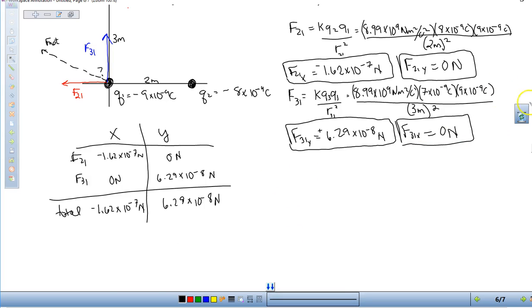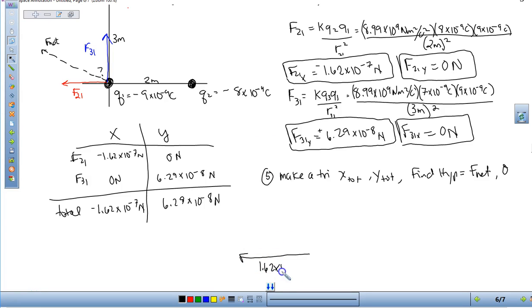And then my last step, step 5 here, is we make a triangle with our x total and my y total, find the hypotenuse, which is my net force, and my angle. Notice that this is negative, so my arrows actually go this way because it's negative. You don't need to put the negative here if you have the arrow, but I won't mark you wrong if you put a negative there. We're going to the left, and then we're going up here. So that's why that one is pointing up. And this is what we're solving for.